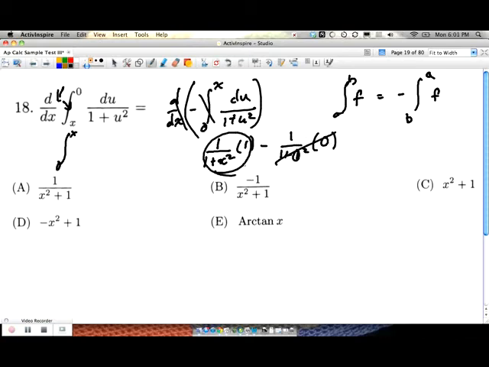Now, you think that we'd have the answer, but we forgot this negative. So that should be negative. The actual answer should be negative 1 over 1 plus x squared. Do we have that? Well, B would be our closest friend here, because 1 plus x squared is the same thing as x squared plus 1. So that's our answer.